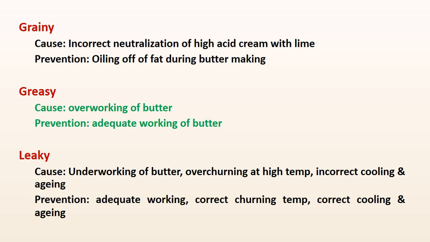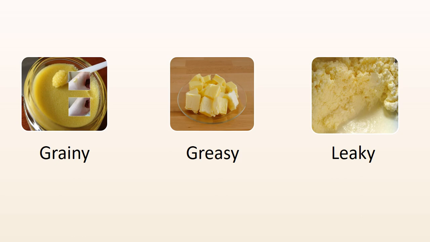The second one is greasy texture. The cause is overworking of butter and the prevention is adequate working of butter. The third one is leaky texture. The cause is underworking of butter, over churning at high temperature, incorrect cooling and aging. The prevention is adequate working, correct churning temperature, correct cooling and aging. Here you can see the photographs of other textural defects in butter like grainy, greasy and leaky butter.